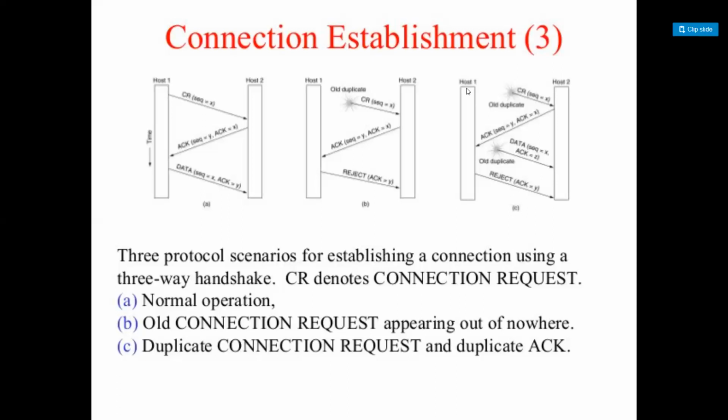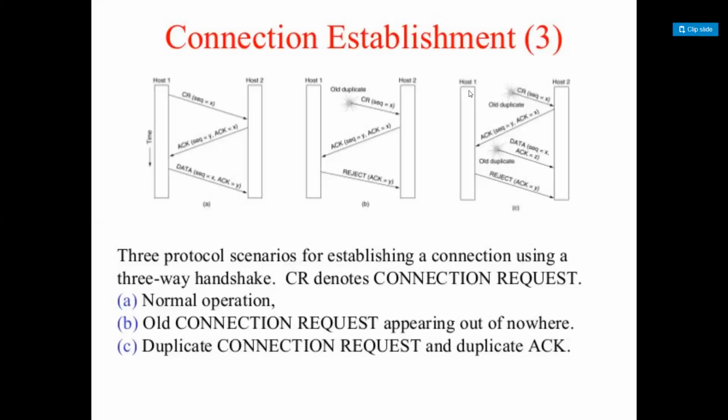Now host 1 rejects the acknowledgement to Y. Why is it not sending an acknowledgement for Y? Normally, it needs to acknowledge the received packet containing sequence number Y with ACK Y, but it is sending reject ACK Y. That means the acknowledgement was rejected. Why was it rejected? Because it was an old duplicate value.